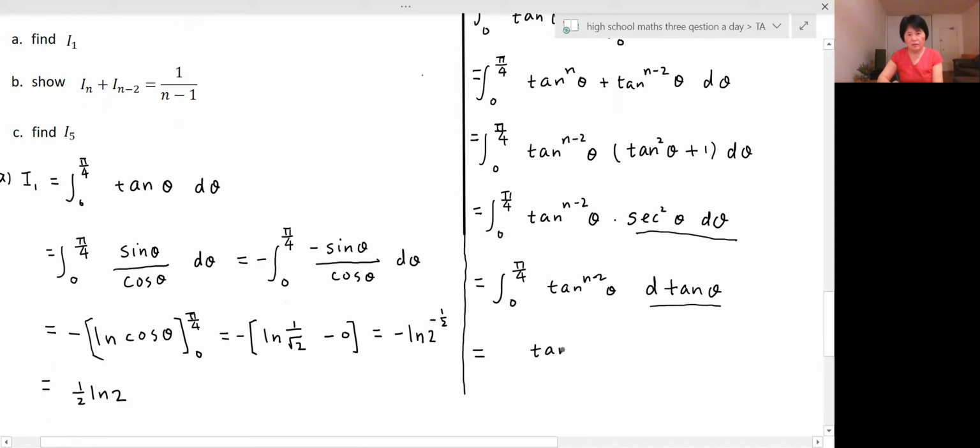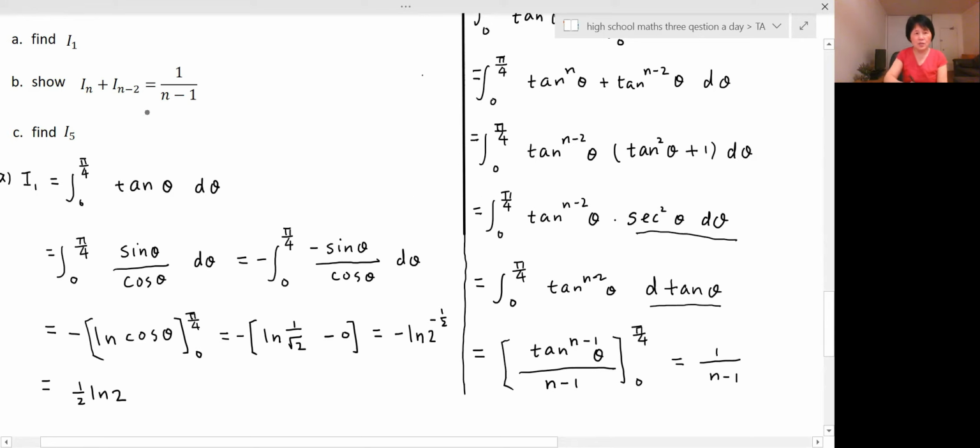tangent theta to the power n plus 1. Okay, then equal to, I'm using the pi on 4 to replace theta. Tangent 45, tangent pi on 4 is 1. So the top is 1. Then minus, using 0 to replace theta, is 0.